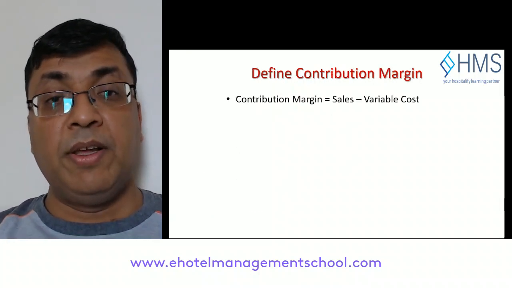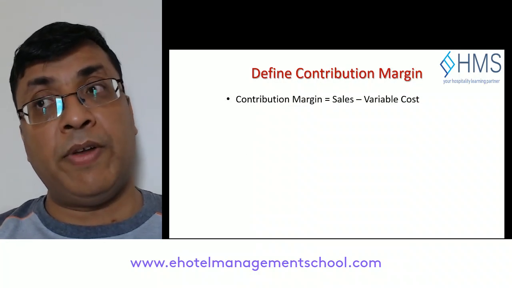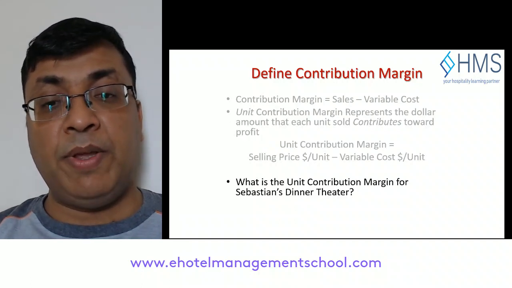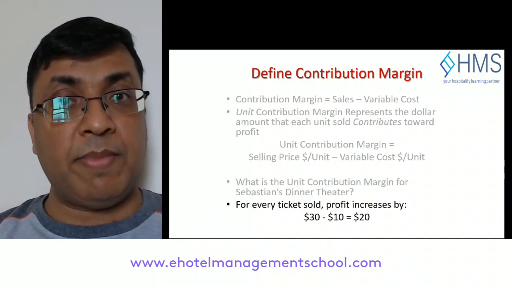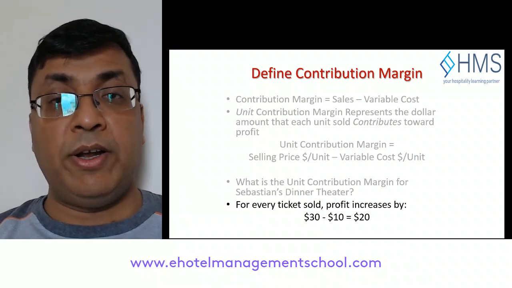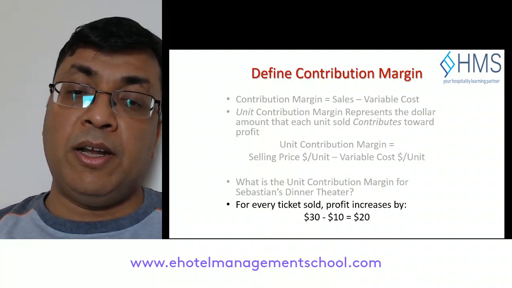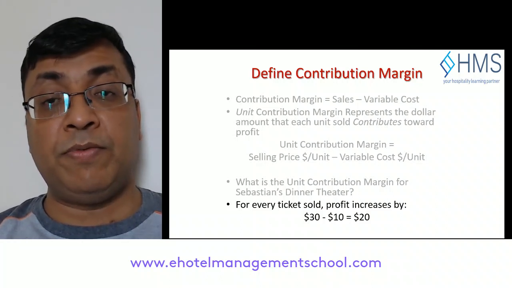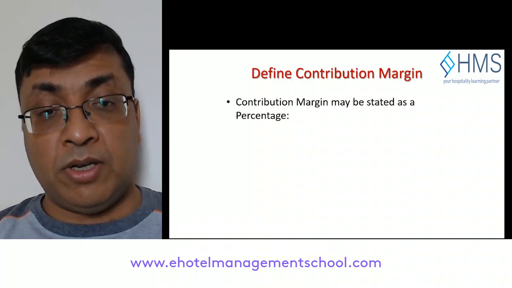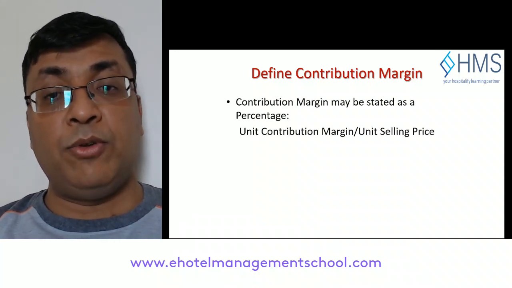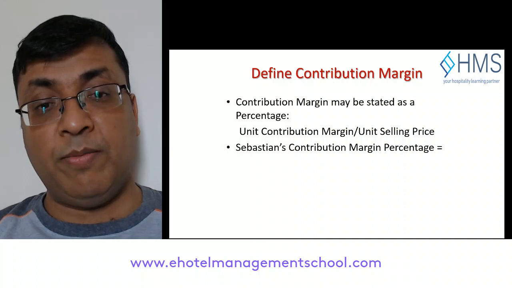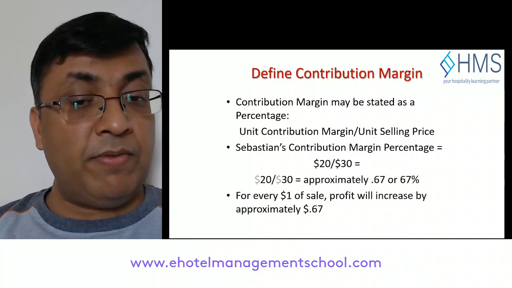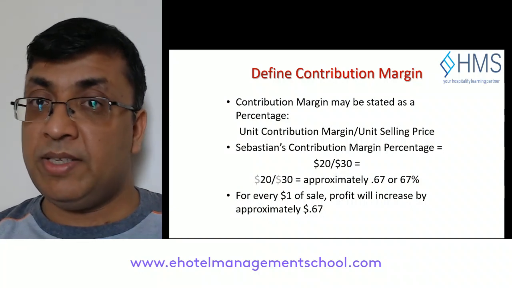Contribution margin will be your revenue per unit minus the variable cost. So in this case, it will be 30 minus 10, which comes to $20. So $20 per unit. You can normally depict the contribution margin as a percentage, which you can calculate by 20 divided by 30. Unit contribution margin divided by unit selling price, which is 20 divided by 30, becomes 67%. So for every $1 of sales, profit will increase by approximately $0.67.